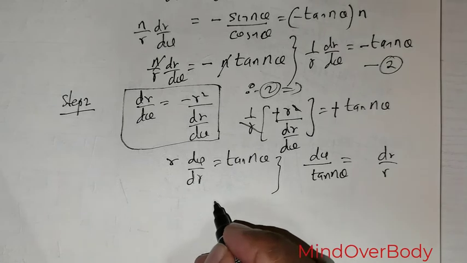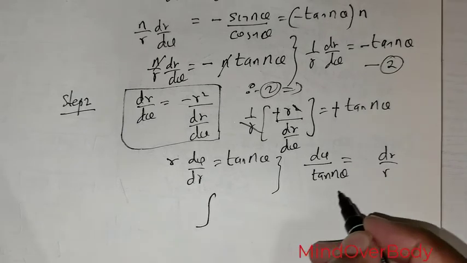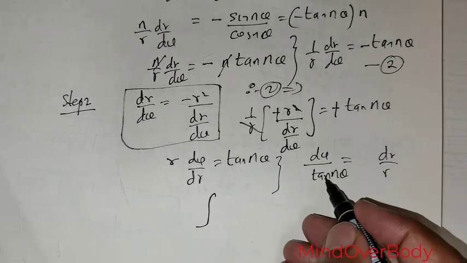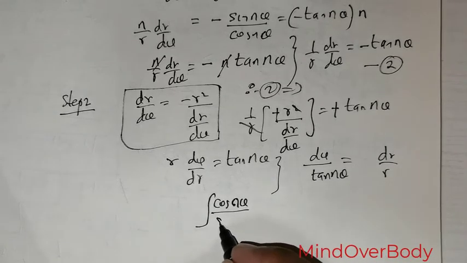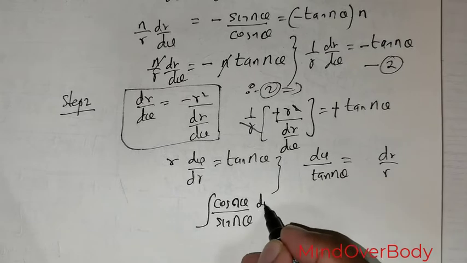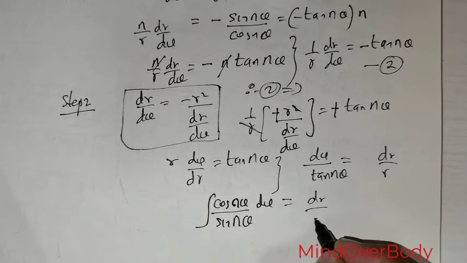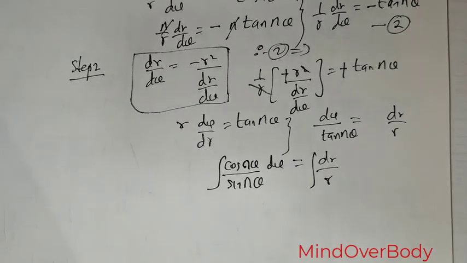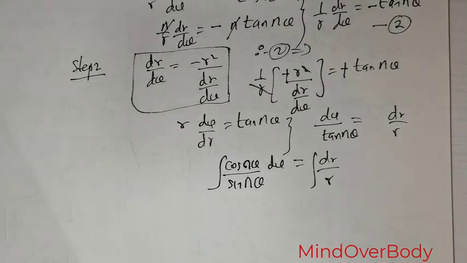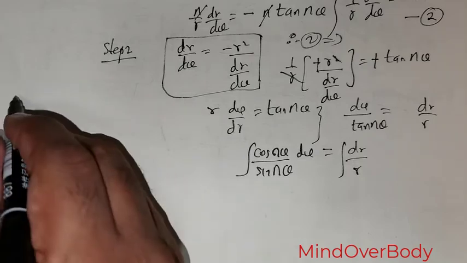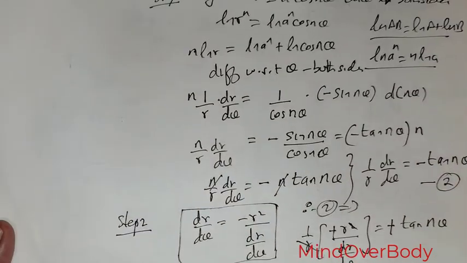Now this can be rewritten as, I need to integrate this, so sine theta or cos theta. When I flip it, it will be cos n theta divided by sine n theta times d theta is equal to dr over r. So we need to integrate this. So we will perform the integration in the following fashion. Now let me show you how to integrate this particular quantity.